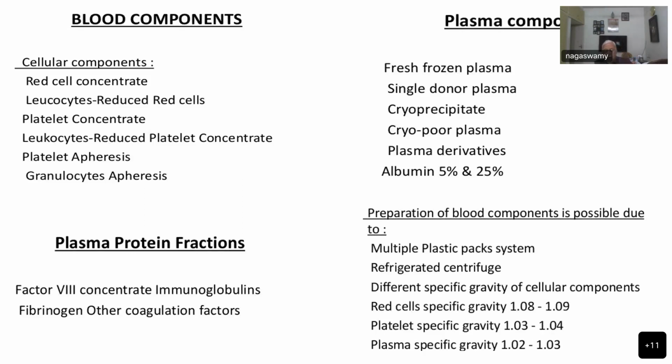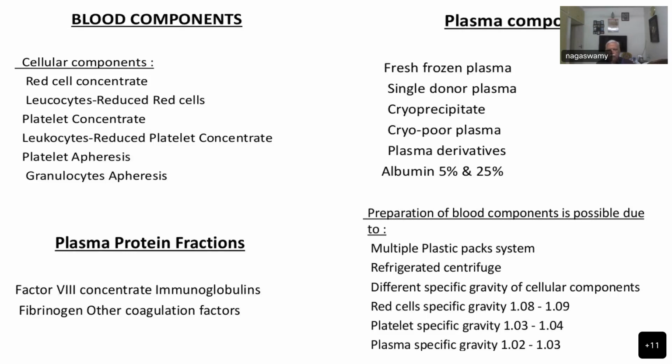And preparation of blood components is possible due to how we are able to do it. Earlier, in the olden day blood bank, you would get only whole blood all the time. If at all you wanted, you could separate the plasma and get packed red blood cells made immediately. But the system of separating the components started only about 30 years ago. The multiple plastic bag system, refrigerated centrifuge, and different specific gravity of cellular components made blood component separation possible.